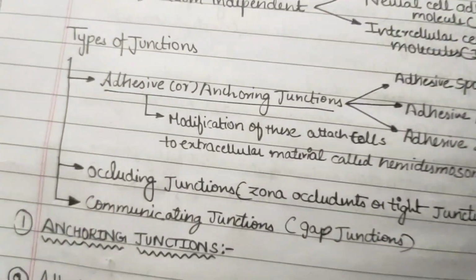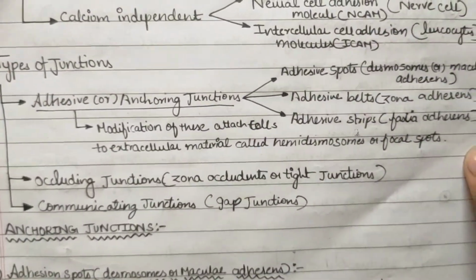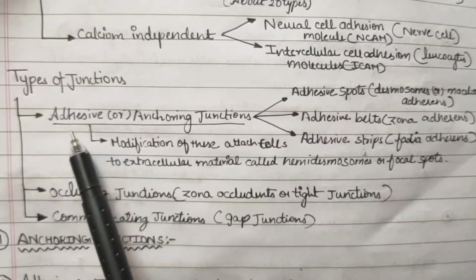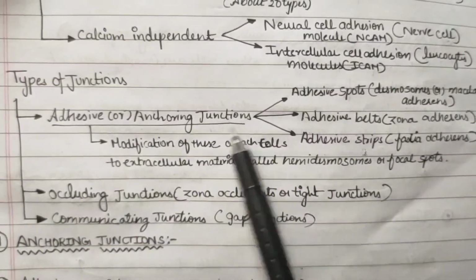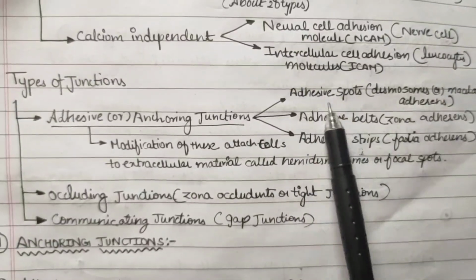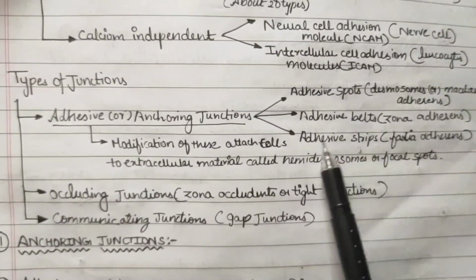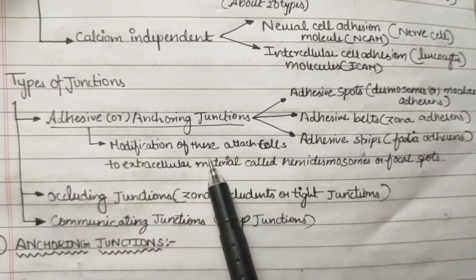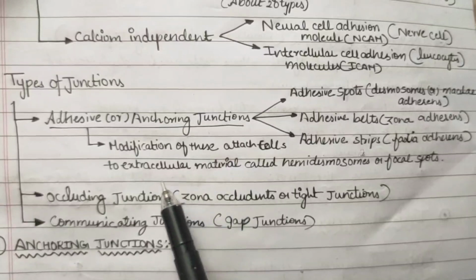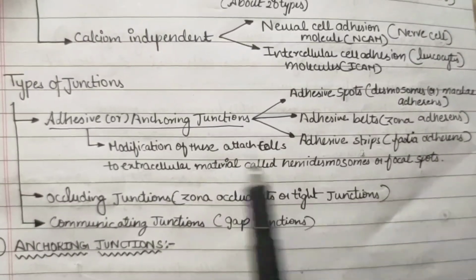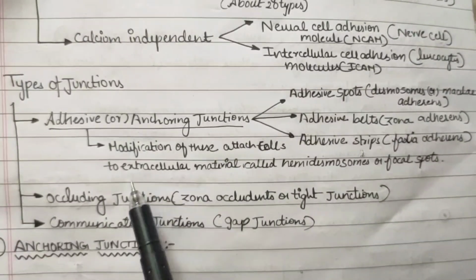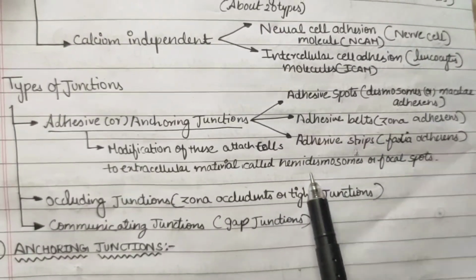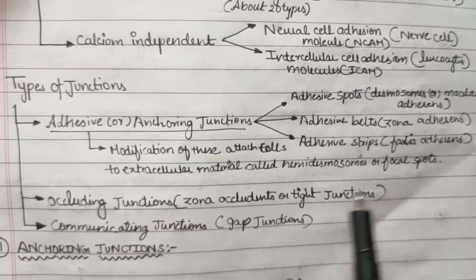Now let us see the types of junctions. The first junction is the adhesive or anchoring junction, and there are three types: adhesive spots, adhesive belts, adhesive strips. Then the modified adhesive or anchoring junctions are the connections which connect the extracellular material, for example hemidesmosomes or focal spots.